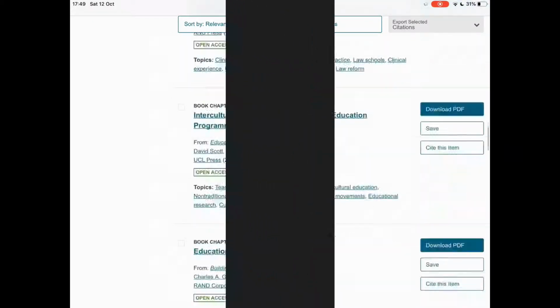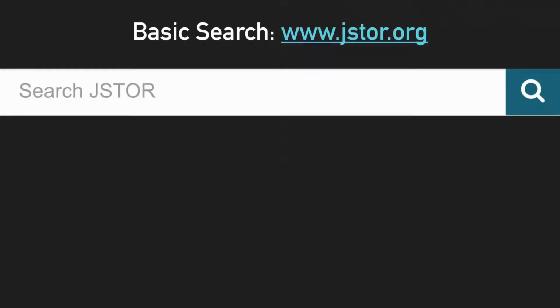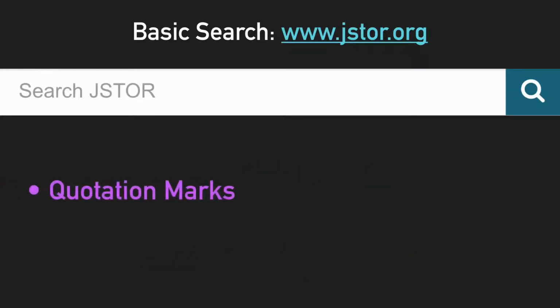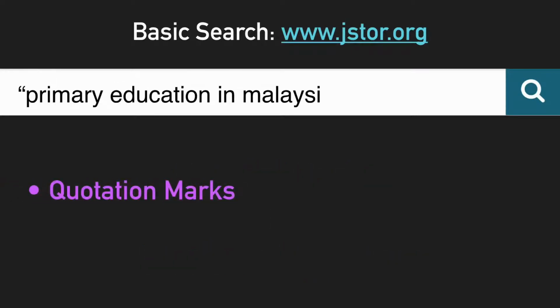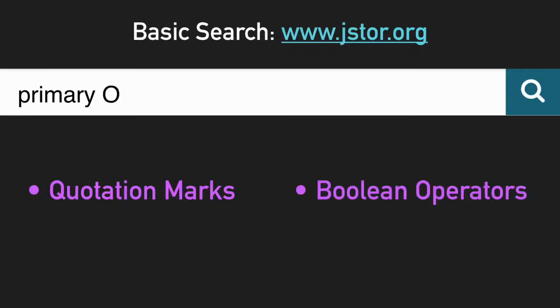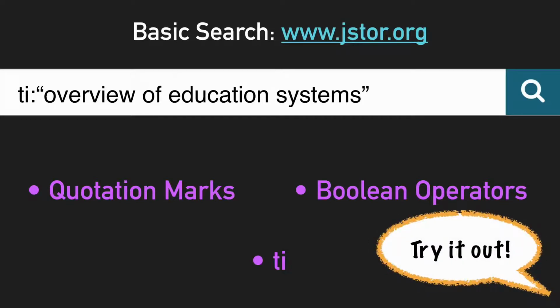We call this simple search form a basic search, but you can still perform fairly complex queries with it using special codes and Boolean operators. Here are a few things you can do to easily improve your search results. Place words within quotation marks to search for exact phrases. Use Boolean operators to search for alternated terms. Use TI to search for the title of an article or book. These options are explained in more detail in this video later on.